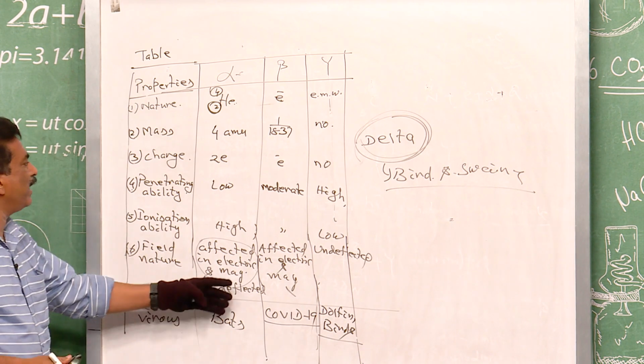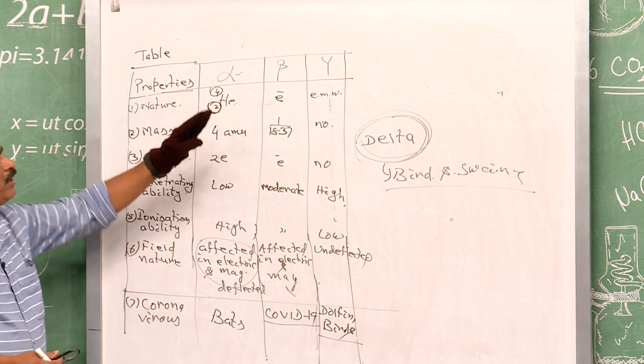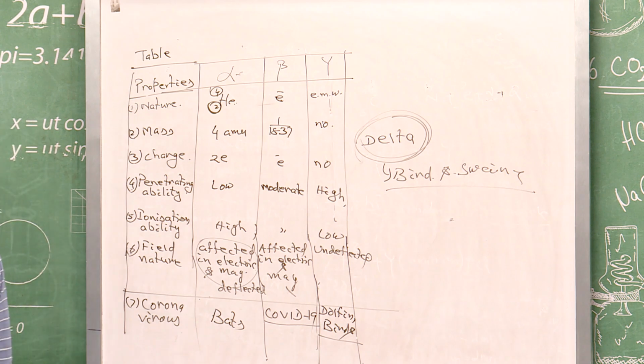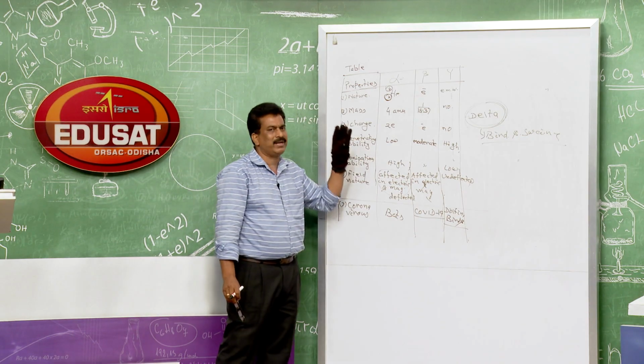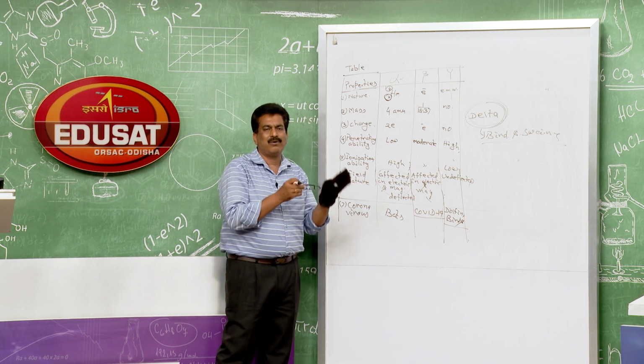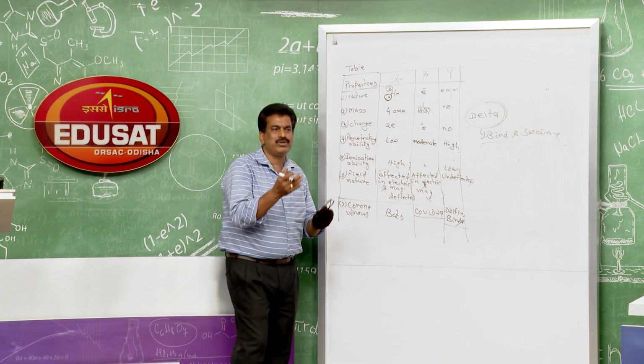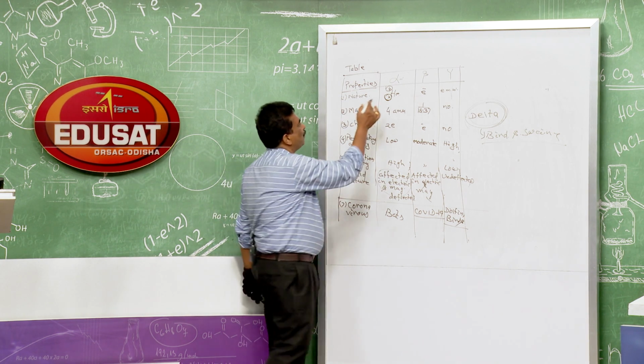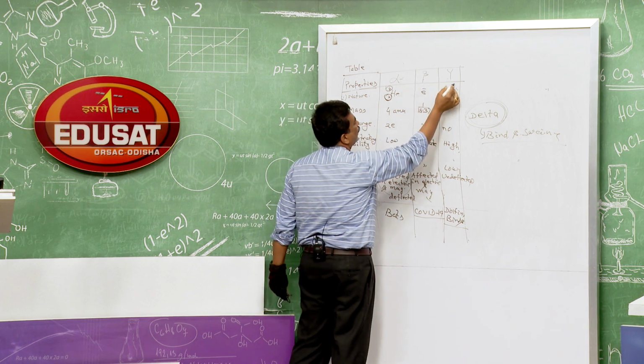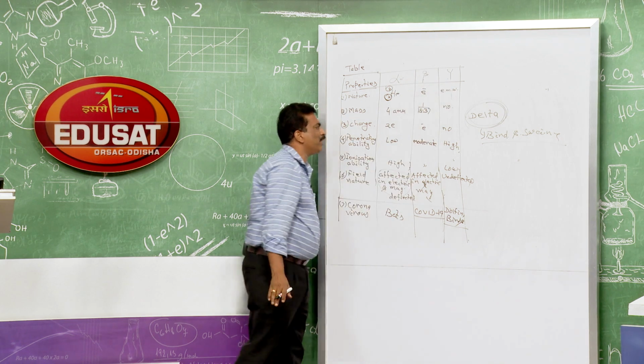So the coronavirus is also one type with the properties of alpha, beta and gamma. With this we came to a conclusion about how radioactive elements emit rays, the alpha, beta and gamma rays, and we detailed their properties.